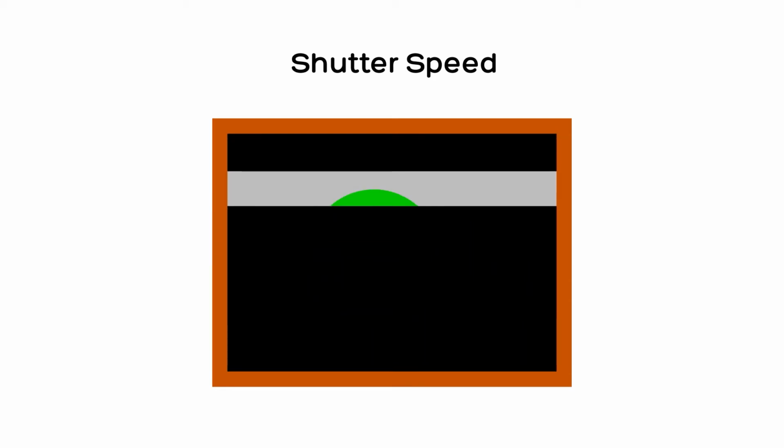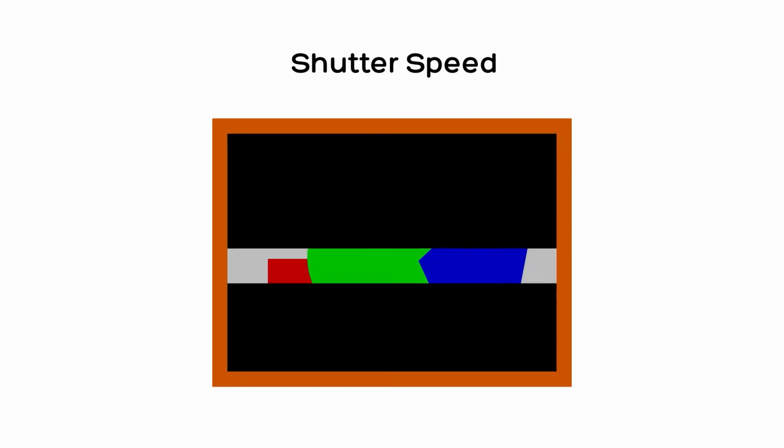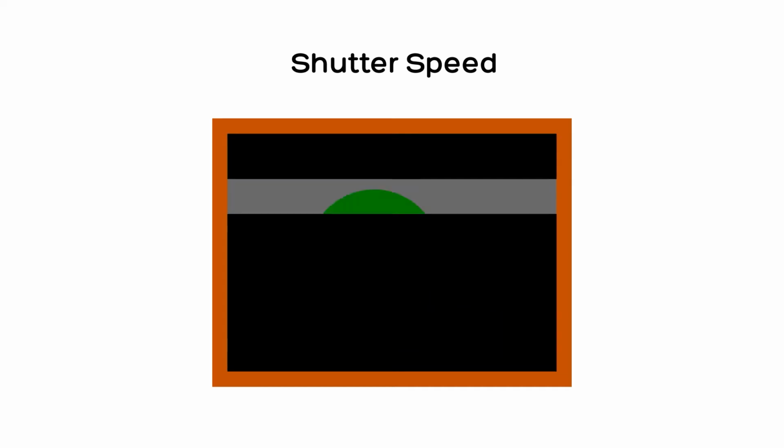So if you were to reduce your shutter speed down to 1/250th of a second from 125th of a second, that reduces the amount of light on your sensor by that same proportion, which would be a half.